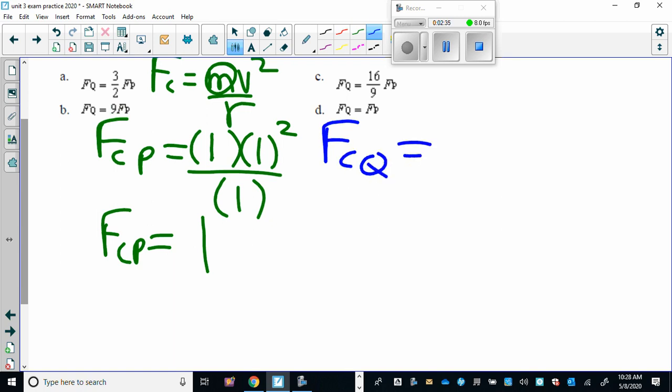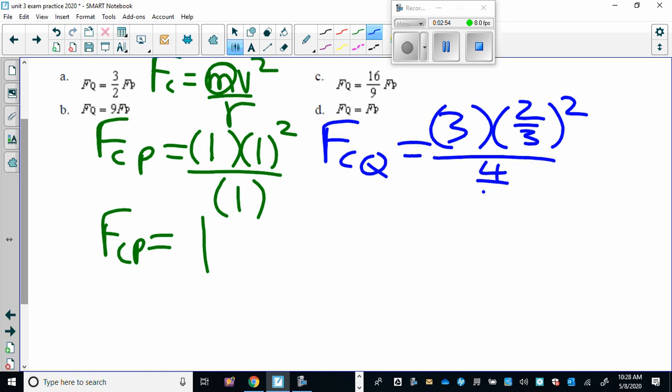Well, it said that the mass was 3 times, so this becomes 3. The velocity was 2/3, so that becomes 2/3, and don't forget to square it. And it said that the radius was 4/3. And then you end up with this messy thing. But once we simplify this messy thing, we're going to get one of those answers, A, B, C, or D.